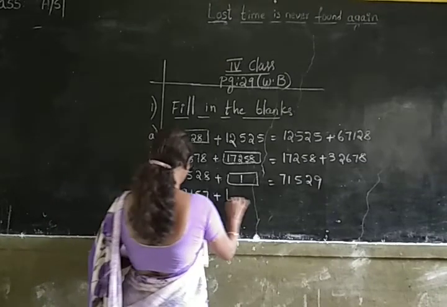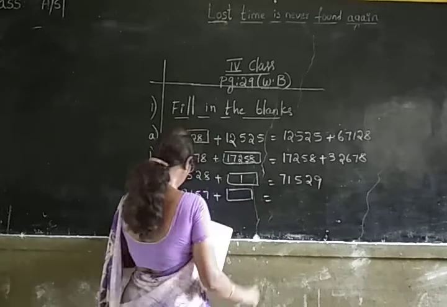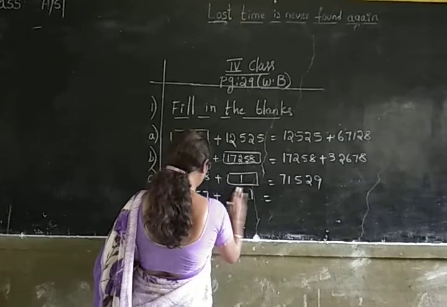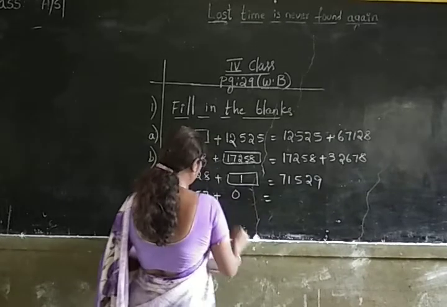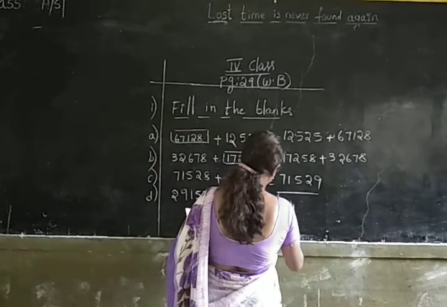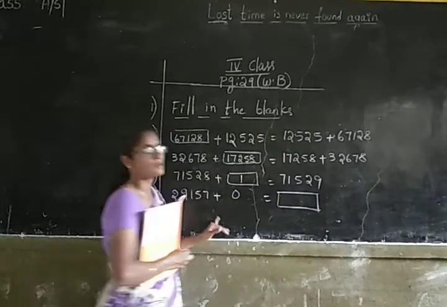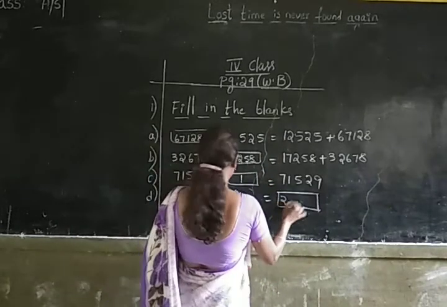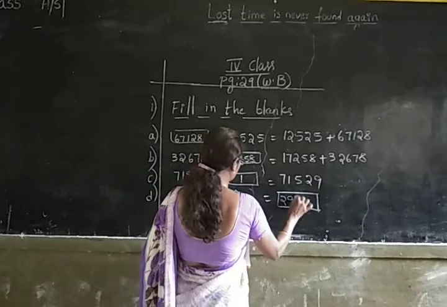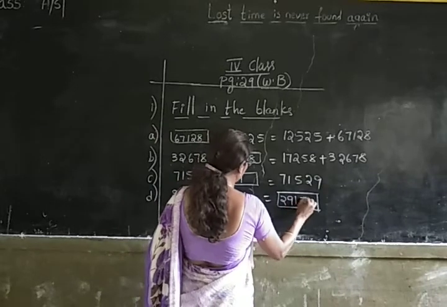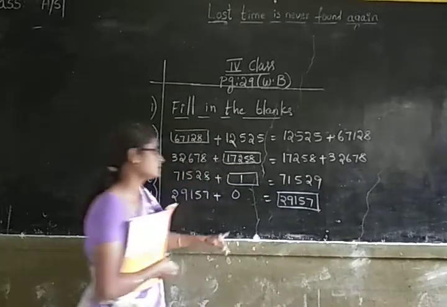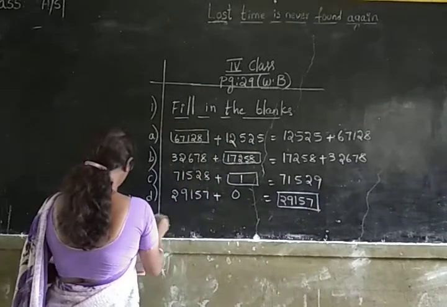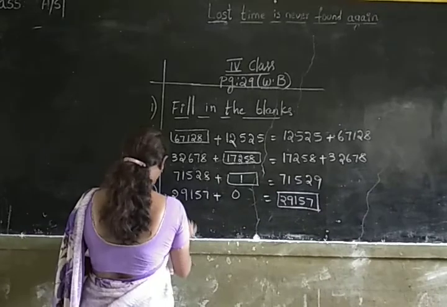Now let us do the D sum. 29,157 plus box is equals to 29,157 plus 0 is equals to box. So according to the property of 0, if we add 0 to any number, we get the same number, which is 29,157.